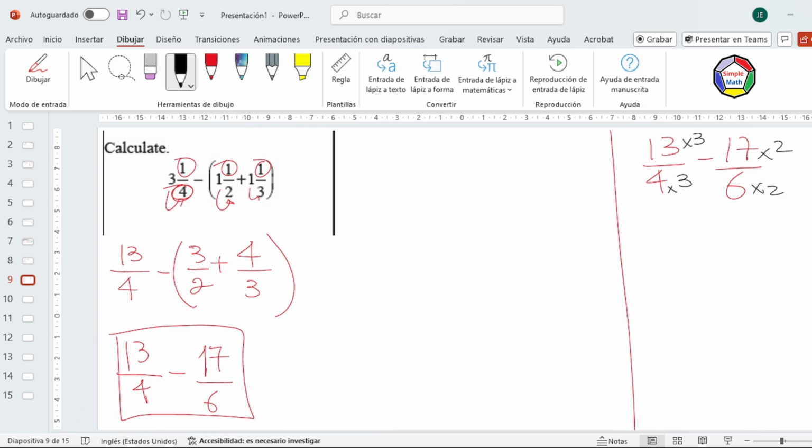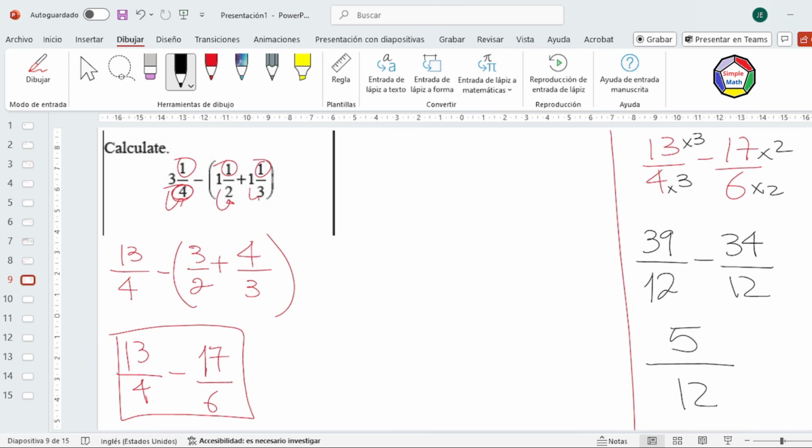So let's see what happened with the first fraction. The first fraction becomes 13 times 3 is 39 over 4 times 3, which is 12, minus 17 times 2 is 34, and 6 times 2 is 12. Now we have like fractions with the same denominator, so we subtract the numerators and we keep the same denominator. 39 minus 34 is 5.